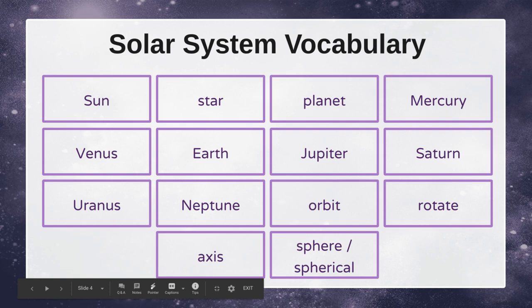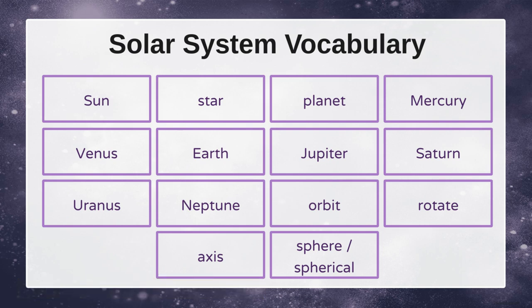Axis is an invisible line that planets spin on. Spherical and sphere, we used these words in our last science lesson where we were talking about the shape of the planets, whether the Earth was flat or spherical. You should have come to the conclusion that it was spherical. Okay, so those are all our key words. If you're unsure of what any of them mean, you can always Google their meaning.